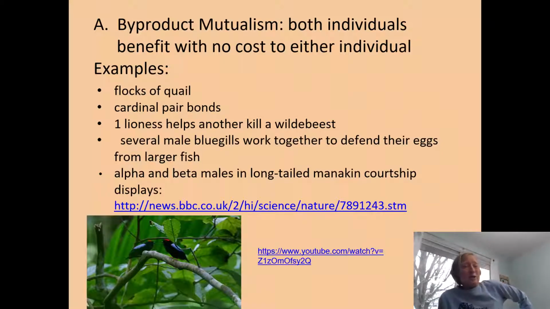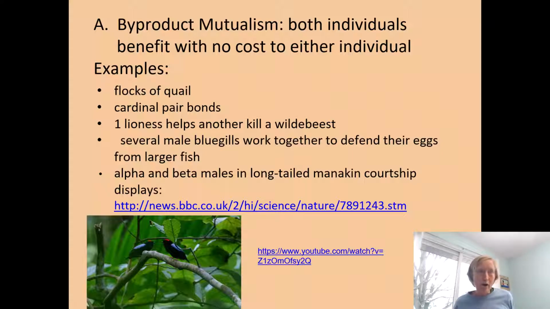All right. So first example would be flocks of quail, and this is true of lots and lots of birds, but flocks of quail typically huddle together in the cold. Why do they cooperate? Because it benefits all of the individuals to cooperate, and if you don't cooperate, you're going to be left out in the cold, right?